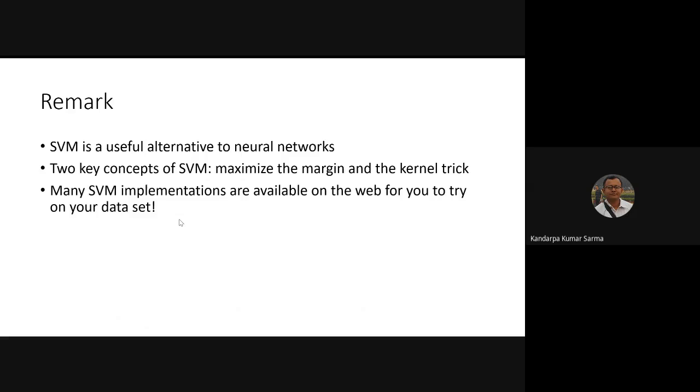You can consider support vector classification to be a parallel alternative to artificial neural networks. Two key concepts of support vector classification are to maximize the margin and proper kernel selection. Many support vector implementations are available free of cost, so you can try them with your own data set. That will give you some confidence.